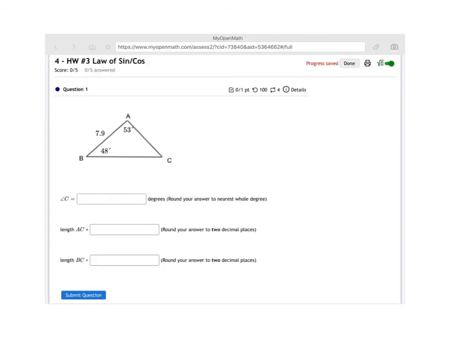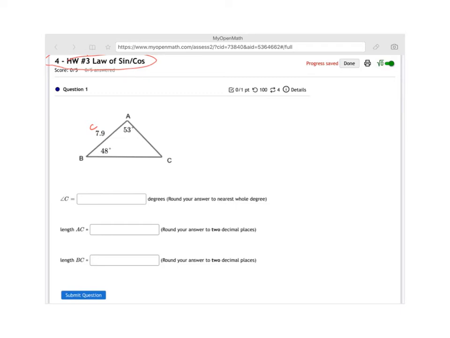Now we're going to take a look at question number 1 from homework assignment number 3 in chapter 4, the law of sines and cosines. Notice in this one it's a little bit different because I'm going to ask you to find a couple of different things and not just one side or one angle. In this case, I'm going to go ahead and label the sides: this side over here is little c, this side over here is little a, and this side over here is little b. And that will help me out with the formula a little bit.